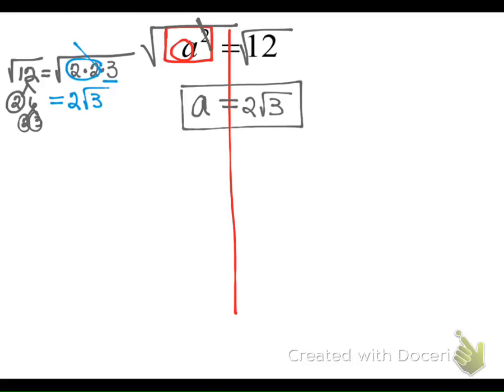Why didn't you just do 3 times 4? Or 12 times 1?